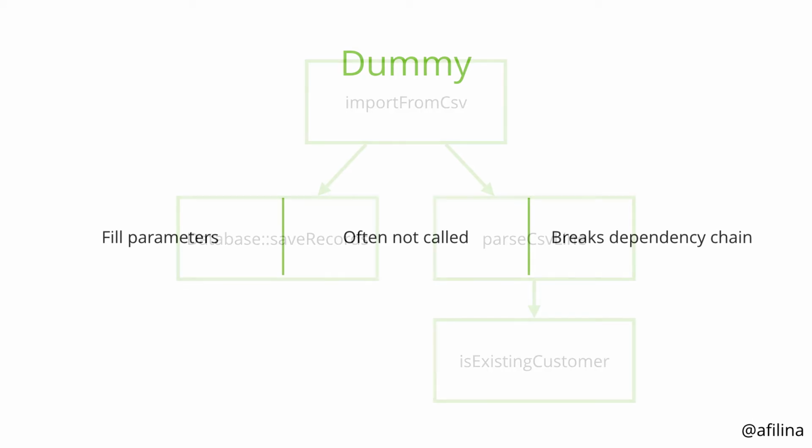Now, a dummy is typically used to quickly fill parameter lists. Often it doesn't even get called and is simply there because an interface forced the method to require it. This is useful if they in turn have a complex list of parameters, so you can break the dependency chain and set up fewer objects for your tests.